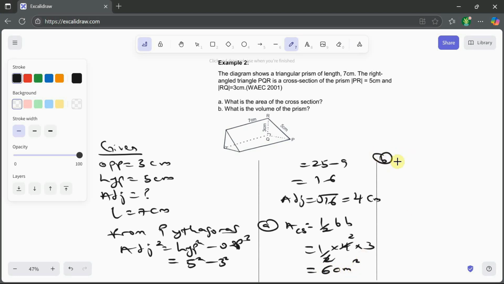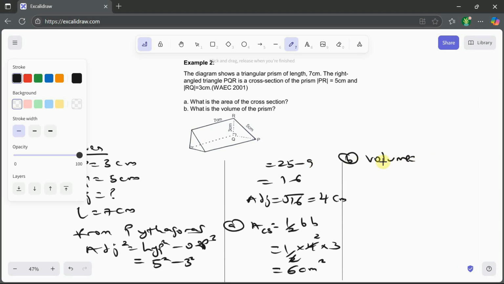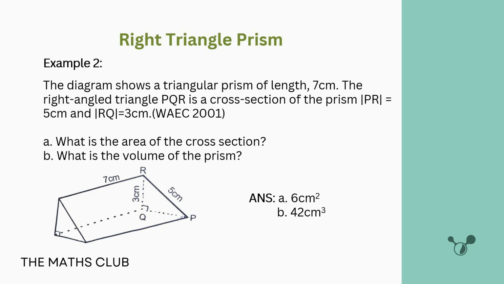For the B part, the volume, that would be the cross-sectional area times the height. We already have the cross-sectional area, or base area, whichever you want to say. We said the cross-sectional area is the base area, so that is 6 multiplying the height. What is the height? 7. So 6 times 7 is 42 centimeter cube. So this is the solution to this question. Let's see if we're correct. Great. So 6 centimeter squared and 42 centimeter cube.